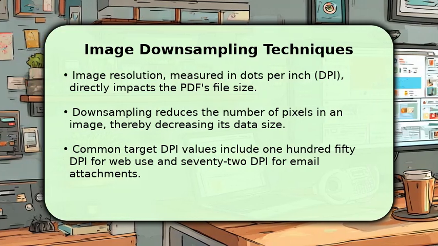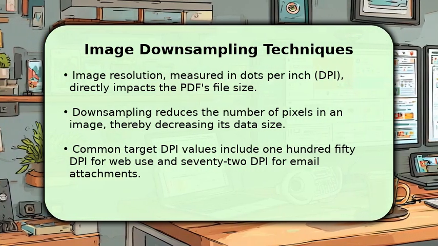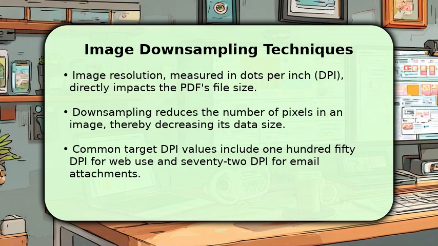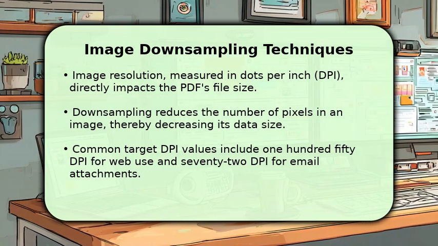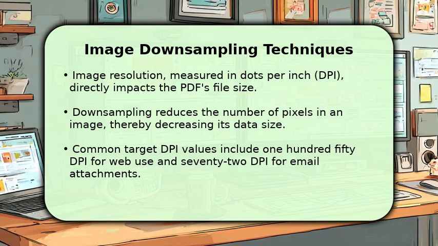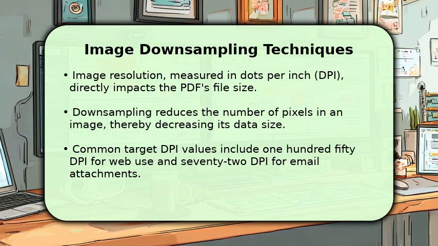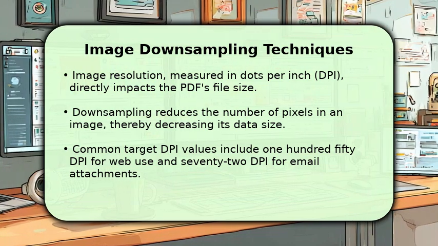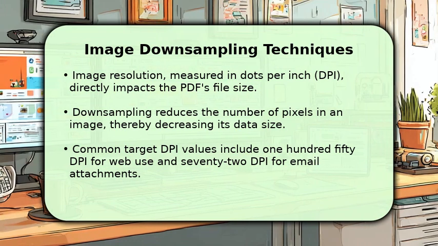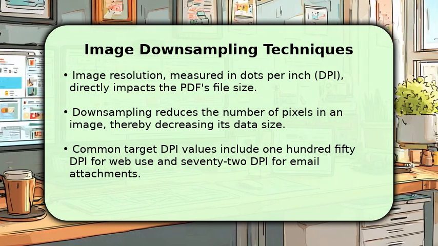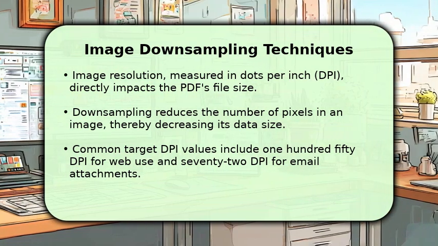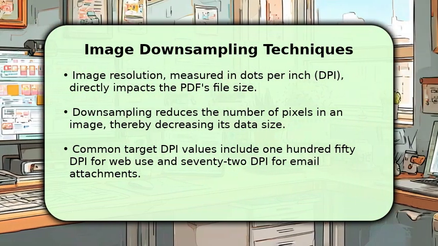One of the most effective ways to reduce PDF size is through image downsampling. This technique involves lowering the resolution of images embedded within your document. For instance, if an image is 300 dots per inch, you might reduce it to 150 dots per inch for web use, or even 72 dots per inch for email attachments. By decreasing the number of pixels, the file size shrinks considerably, making the document much lighter and easier to handle.